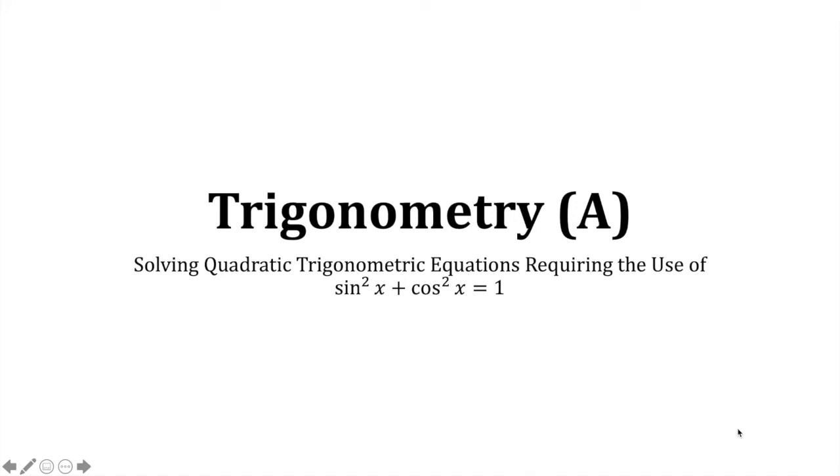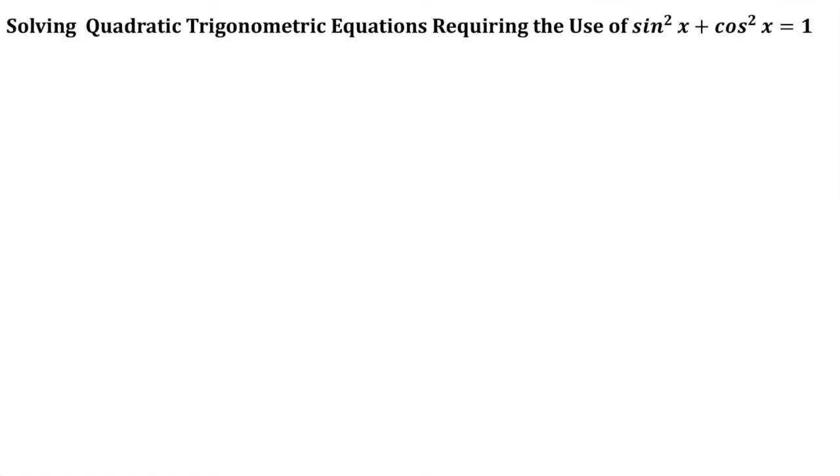So in this video, we're going to learn how to solve quadratic trigonometric equations requiring the use of the trigonometric identity sin squared x plus cos squared x equals 1. Now, this identity we would have learned last year in National 5 when we were looking at trig equations. We can see obviously that the equation itself involves sin squared x and cos squared x, and I suppose we can make other equations out of that.